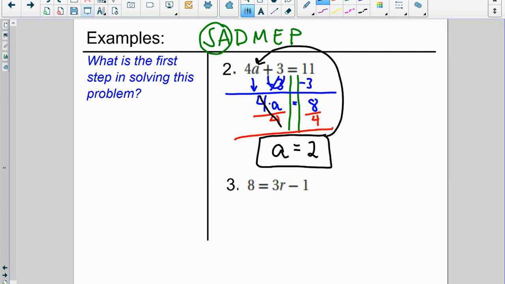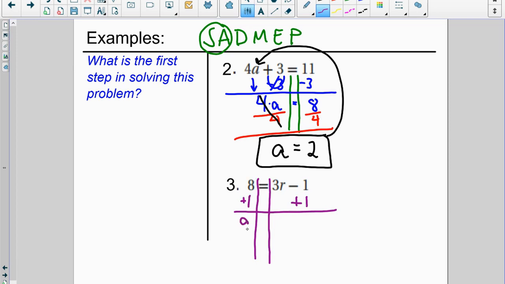In our third example, we have 8 equals 3r minus 1. You might notice this time that the variable is on the right-hand side, and that's okay. We still solve the problem the same way. We still use inverse operations, and we work backwards using SADMAP. So we start by looking for any additions or subtractions that we can undo. And I see that we can undo the minus 1 as long as we add 1 on both sides.